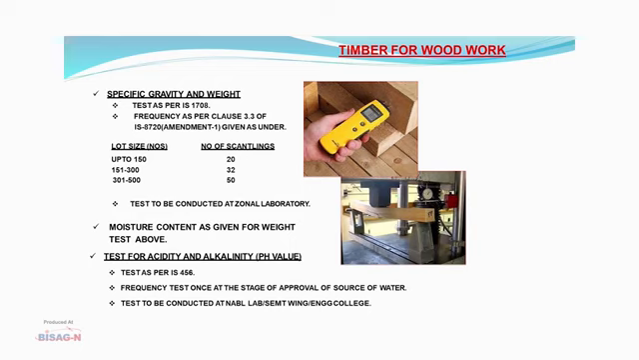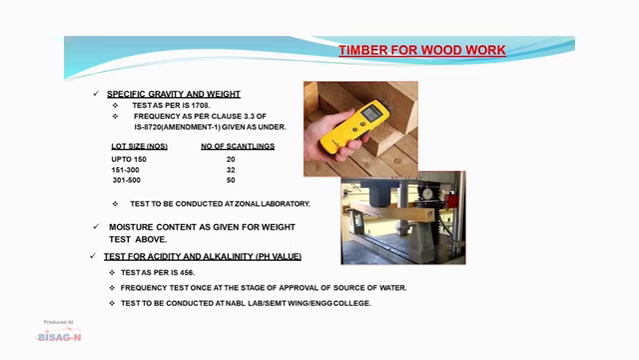Coming to the timber for woodwork being used, the tests to be carried out are specific gravity and weight test as per IS 1708. The frequency will be as per clause number 3.3 of IS 8720 Amendment 1. For a lot size of up to 150 numbers, the number of scantlings to be checked is 20. For a lot size of 151 to 300, the number of scantlings will be 32. For a lot size of 301 to 500, the number of scantlings will be 50. This test has to be conducted at a zonal laboratory. The moisture content, as given for the weight test above, has to be checked.